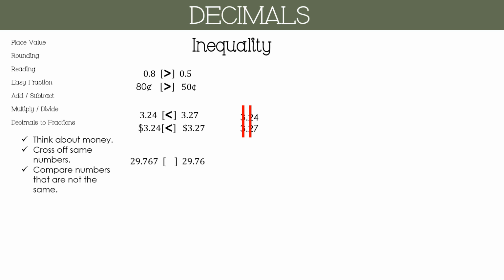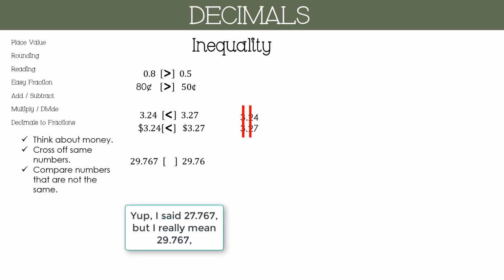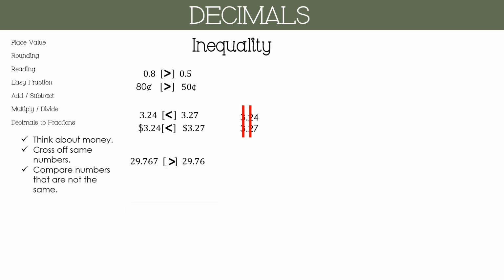So let's look at these two numbers. We can't quite put this into money, right? Because we don't have 3 decimal places for money. But some of you are going to say, hey, I know 29.767 is greater than 29.76. And you're right. But for the rest of us, we're going to have to start canceling things and then compare in the end.